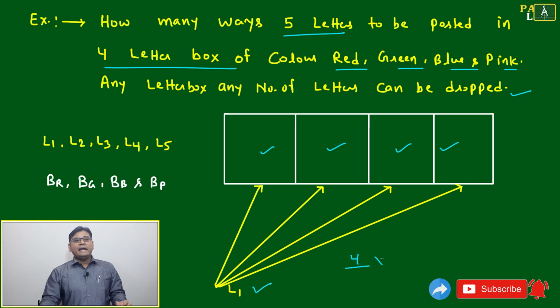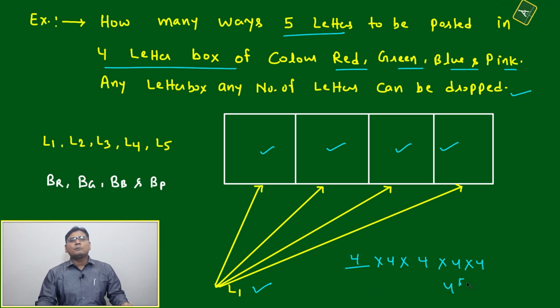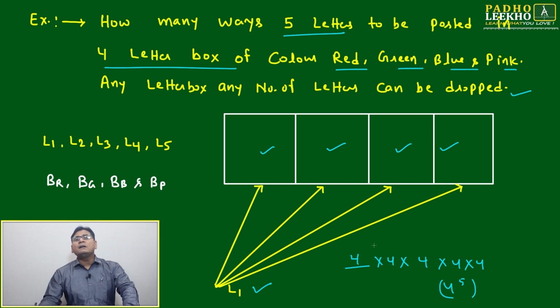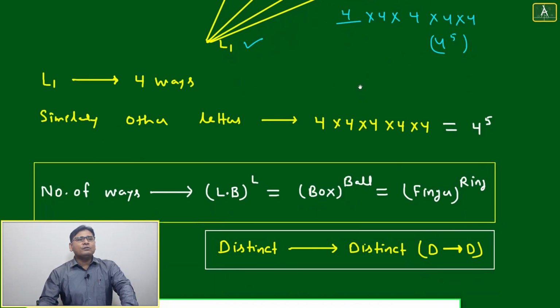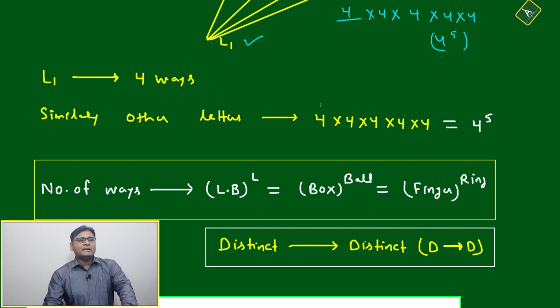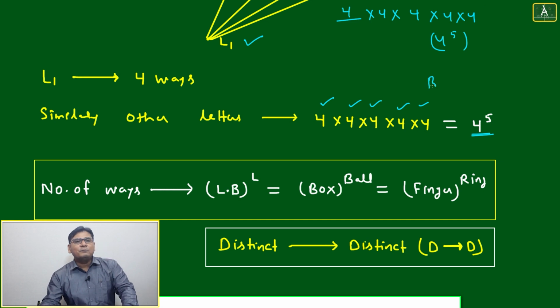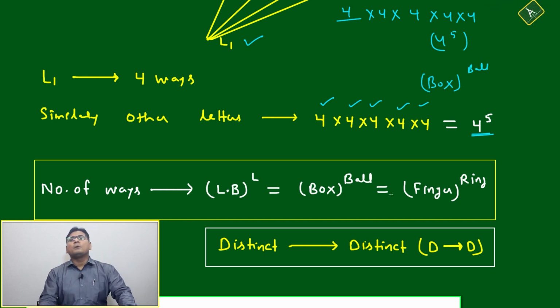4 places. L2 again can go to how many places? 4 places. L3 4 places, L4 4 places and L5 4 places, which means 4 to the power 5. It will come to 4 to the power 5. Similarly, L1 is 4, L2 is 4, and so on, giving 4 to the power 5. This we can write. How many boxes are here? 4. How many balls are there? 5. Box to the power ball.